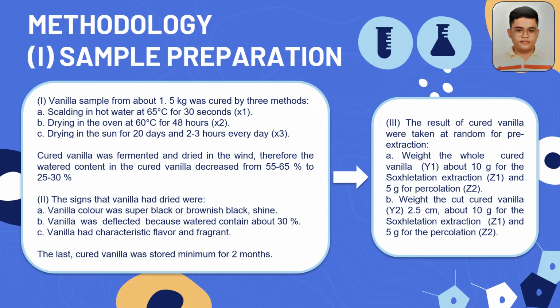The cured vanilla was taken at random for pre-extraction. Weigh the whole cured vanilla Y1, about 10 g for the circulation extraction Z1 and 5 g for percolation Z2. Weigh the cut cured vanilla Y2, 2.5 cm, about 10 g for the circulation extraction Z1 and 5 g for the percolation Z2.